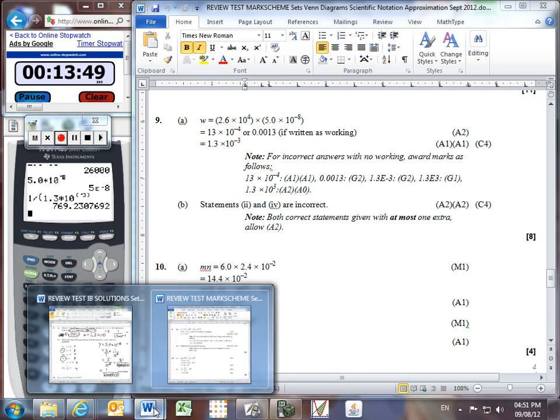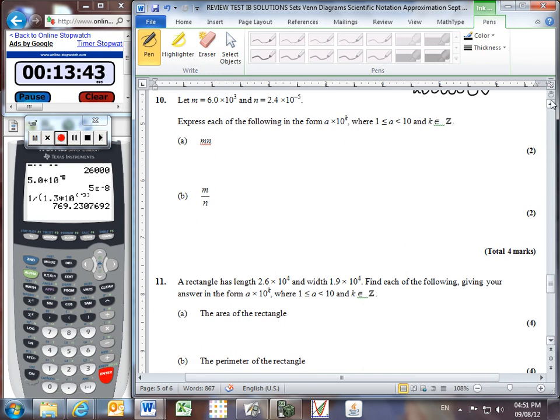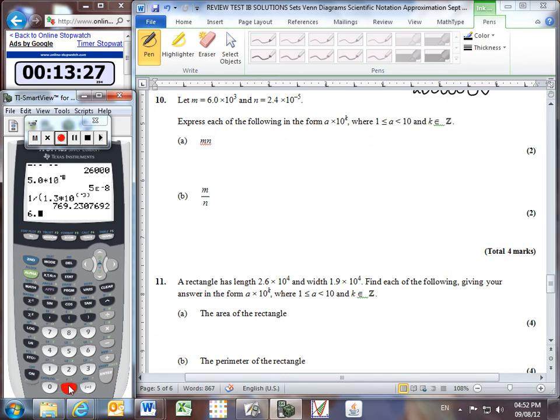Let's work on number 10 now. We've got a couple of scientific notation numbers, m and n, and we need to figure out first what m times n is and then what m divided by n is, and we should write our answers in scientific notation. So I'll use the calculator to do this. Okay, in part A, I'm taking my m, which is 6.0 times 10 to the power of 3, and then I'm taking that result and multiplying it by 2.4 times 10 to the power of negative 5.